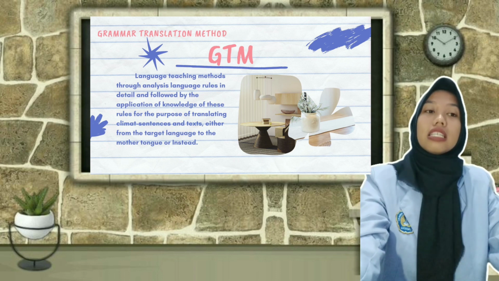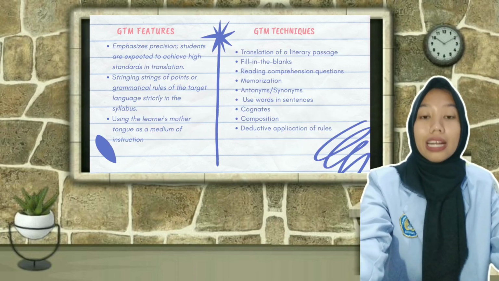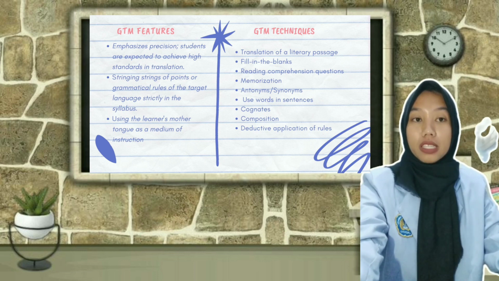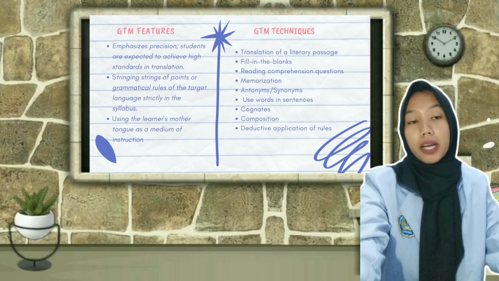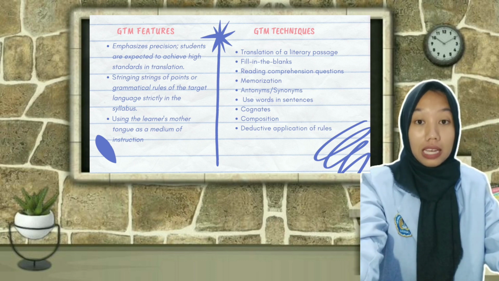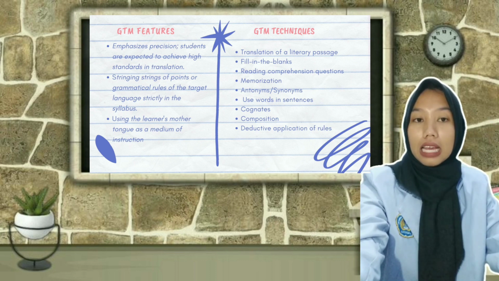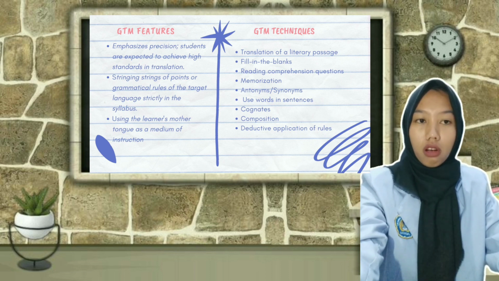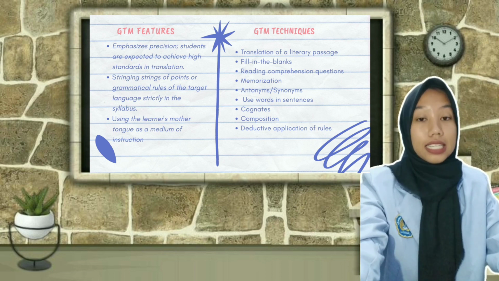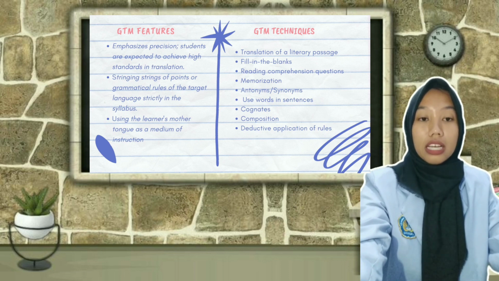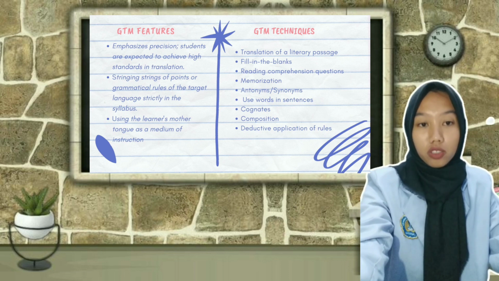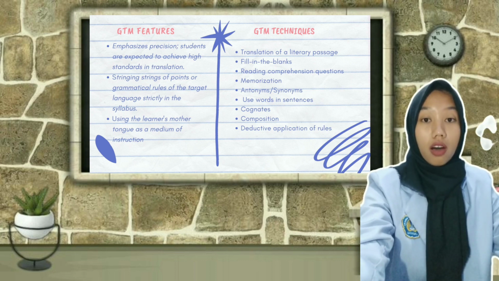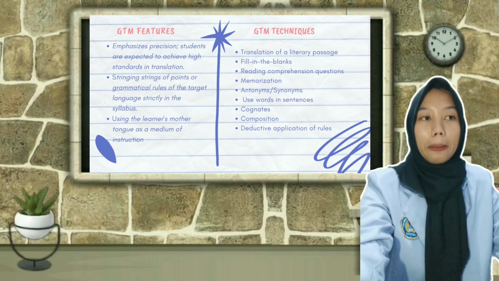So here, GTM has these features. The first one is that it emphasizes precision. Students are expected to achieve high standards in translation. The second is training on strict grammatical rules of the target language, strictly in the syllabus. The third is using the learner's mother tongue as a medium of instruction. So those are the features of this GTM method.